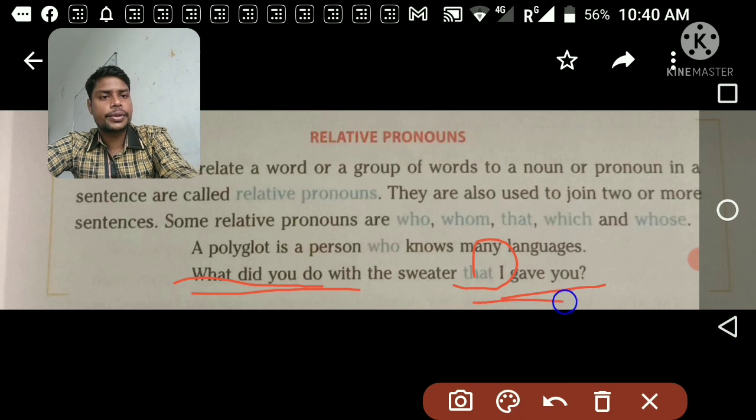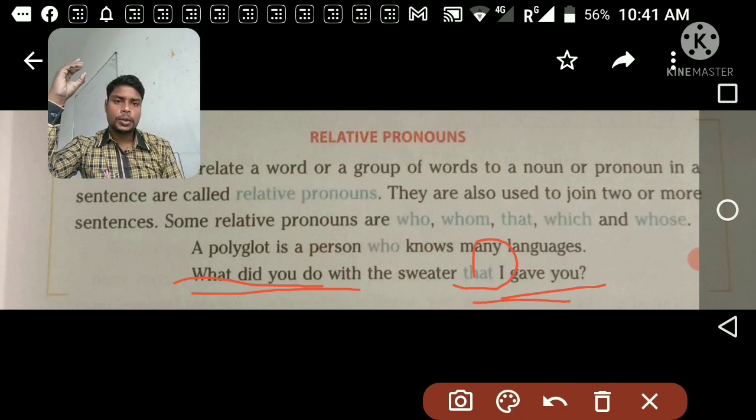Thus, we have relative pronouns like who, whom, that, whose. Okay, all these things. So I hope you understood.